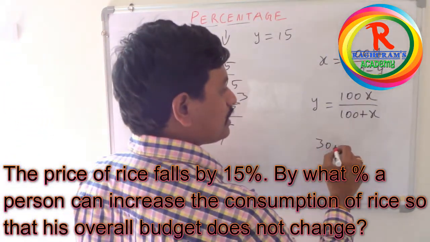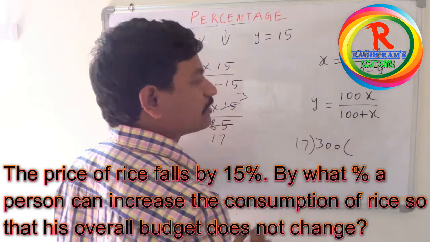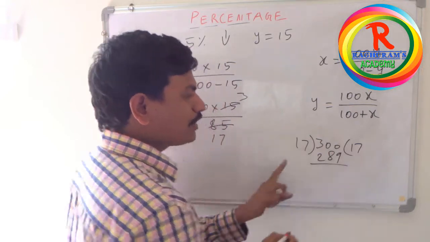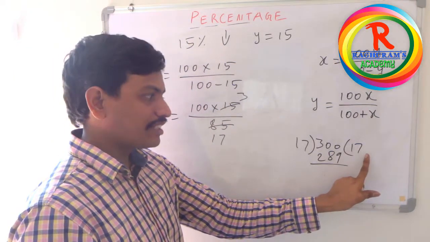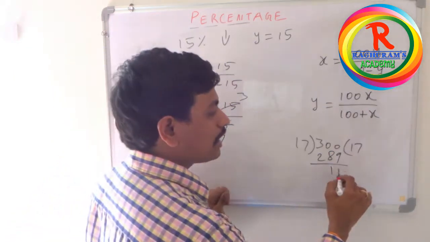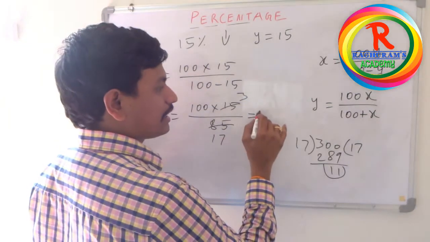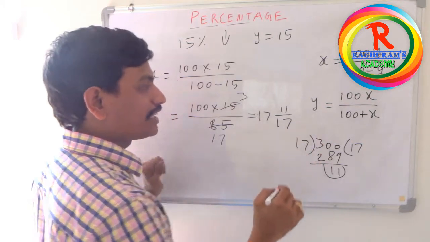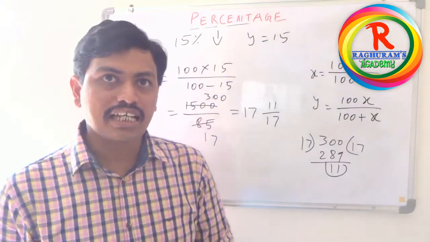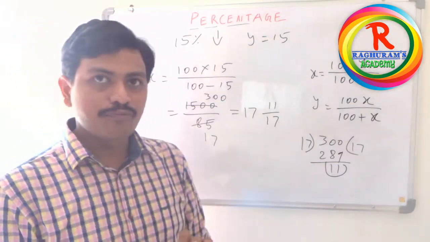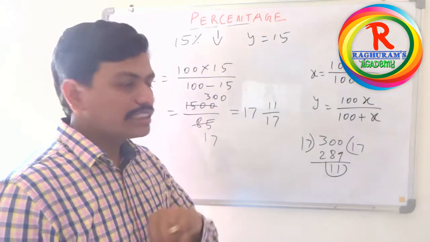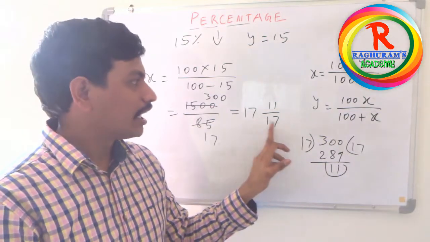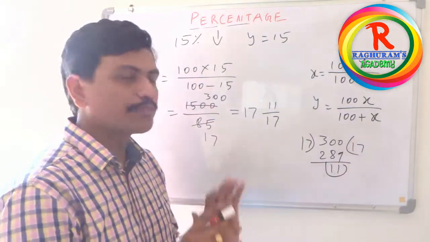Cancellations. 300 by 17. So 17 17s, 289. So we know the square of 17. 17 17s is 289. The remainder is 11. So the answer is 17 11 by 17. Otherwise we can say 17.64 something is there. So see the options. If it is 17 11 by 17, put that option. Otherwise, if 17 point something is there, just put that answer.